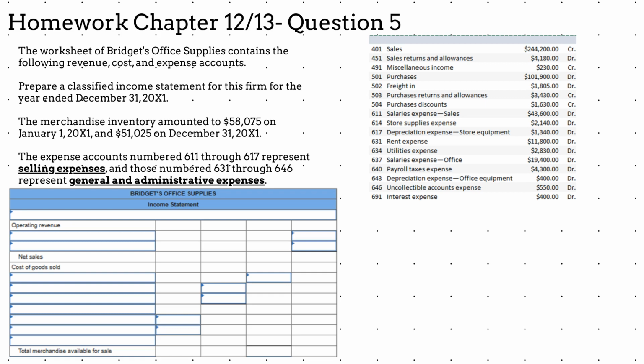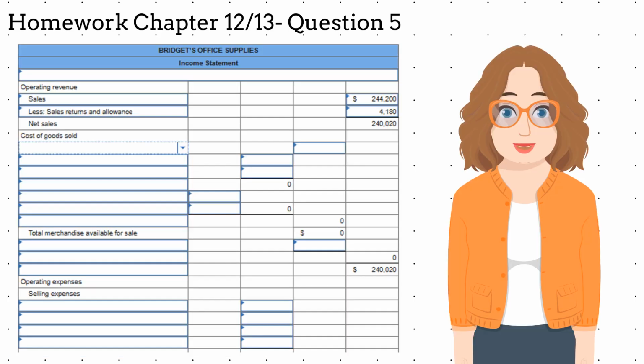So, looking at the list of accounts, the list starts off with sales for $244,200 and sales returns for $4,180. Those are the first two accounts we need to enter on our income statement. Let's do that now. There you have it, sales $244,200 minus sales returns and allowances of $4,180 equal net sales of $240,020. Next is cost of goods sold.